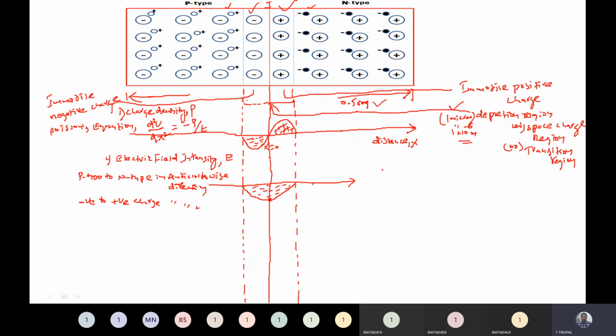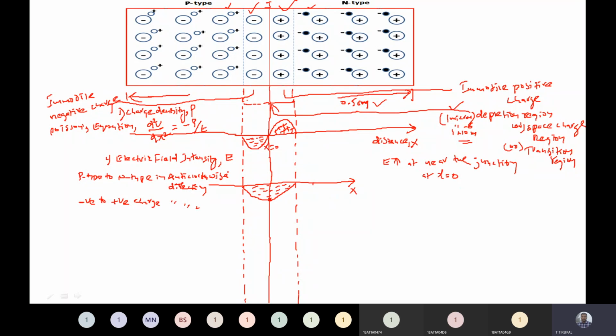And the most important point is that electric field intensity is maximum near the junction. Very important point. Electric field intensity is maximum near the junction at x equal to 0, right? This is distance x, and this is electric field intensity E.